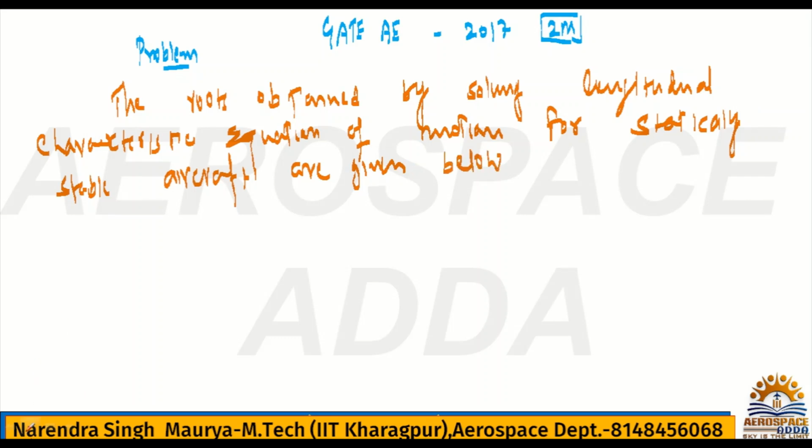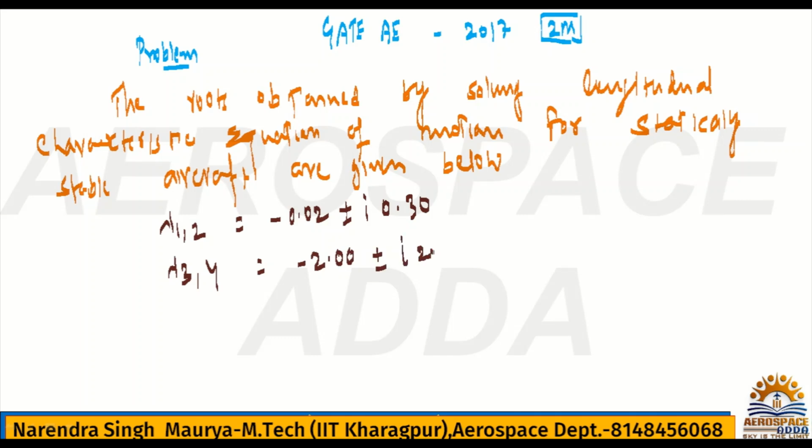So the roots they have given to us: lambda 1,2 is minus 0.02 plus minus i 0.30. Similarly, they have given lambda 3,4 as minus 2.0 plus minus i 2.50. And clearly they have mentioned that i is nothing but root of minus 1, that you know. Question is, what is the question?